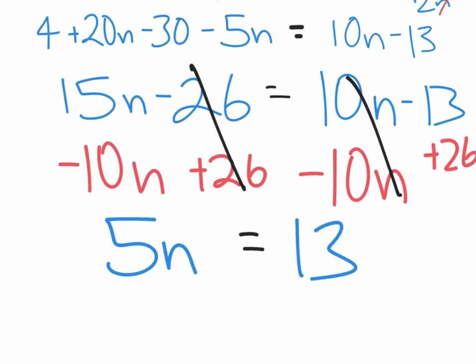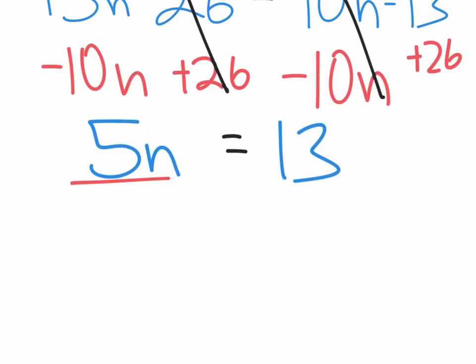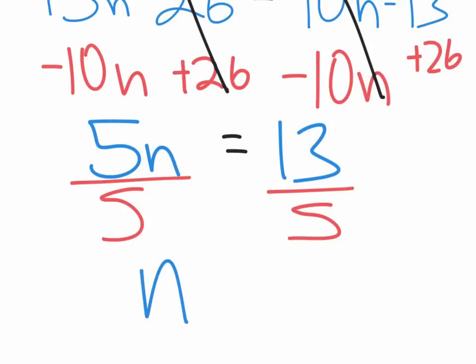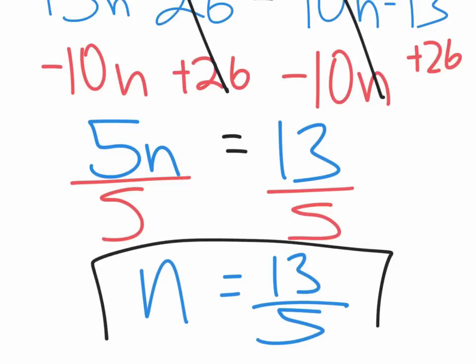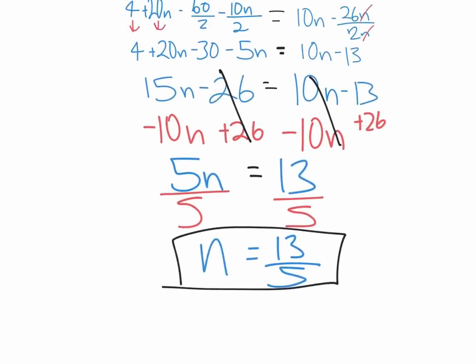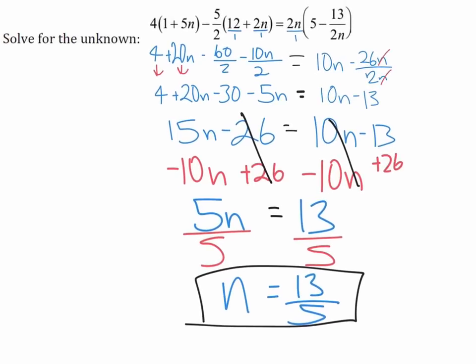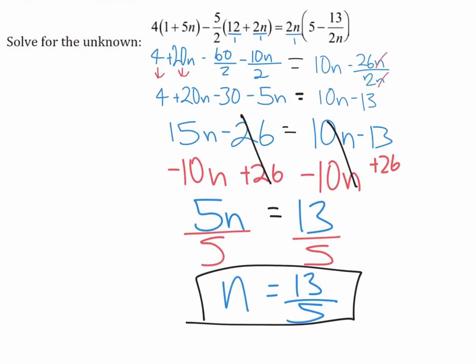We got to get n by itself. What is this unknown term? We're going to apply the inverse operation. In this case, it's division. We're going to divide both sides by 5. And n equals 13/5. Beautiful. This is our answer, 13 over 5. And let's take a look at what we just did. A lot of steps, but I'm confident you guys will get this right in the midterm. Good luck.